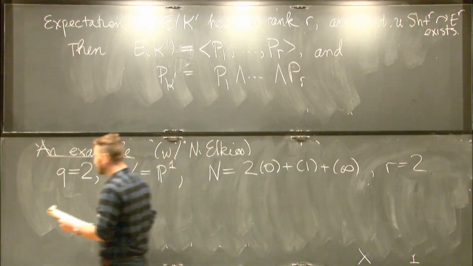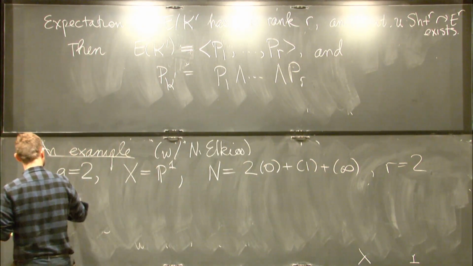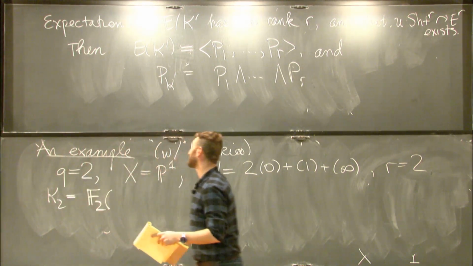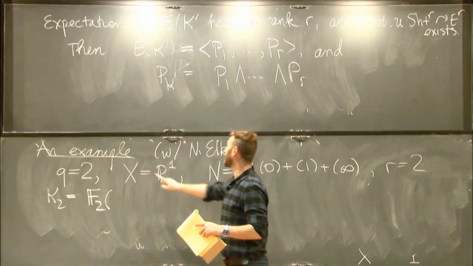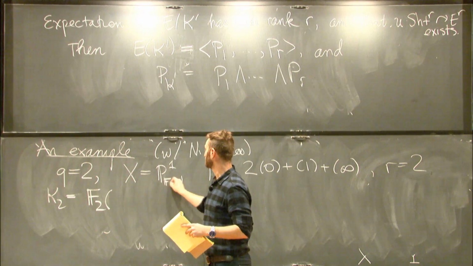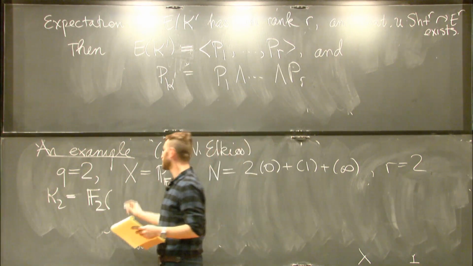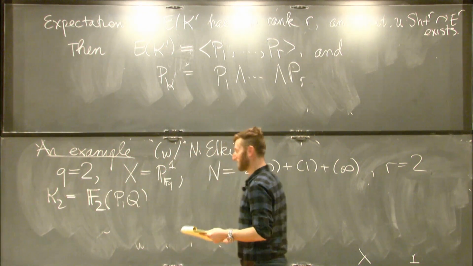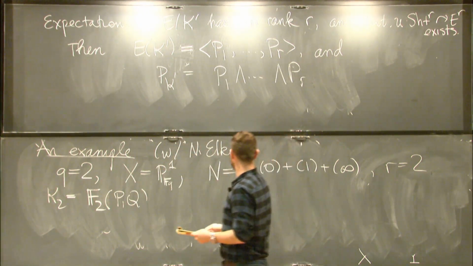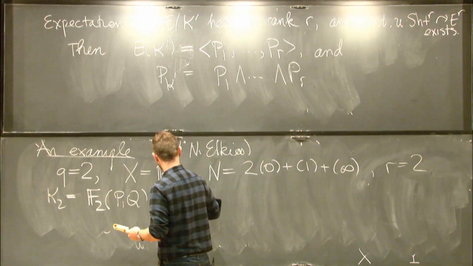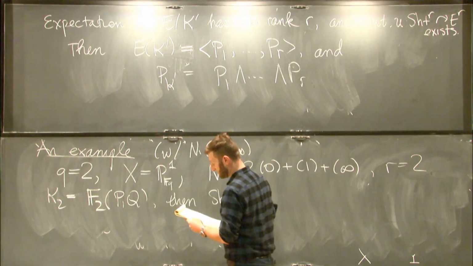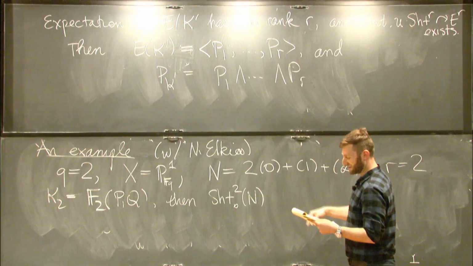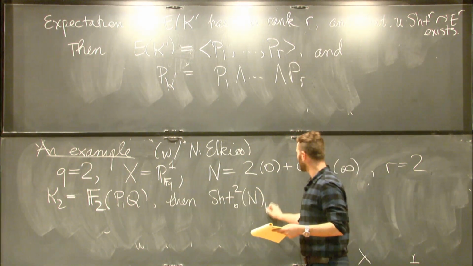All right, so K2, I'll call it. Remember, this was the generic point of X cross X over FQ. So it's F2 adjoined two variables. I'll call them P and Q, the zero and the pole. Okay. Then in this case, SHT2. All right. So this is about this space, and I want to base change it to K2.